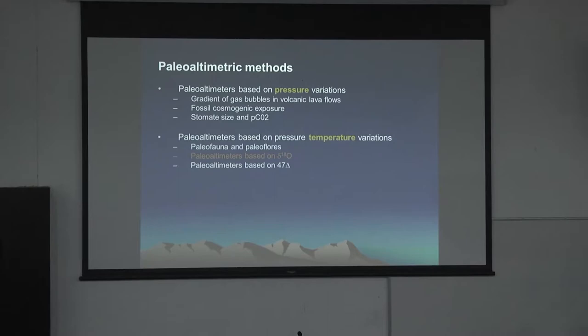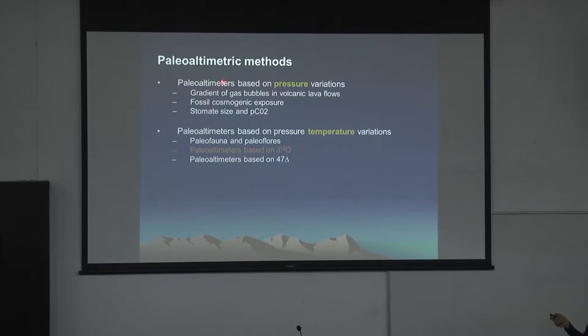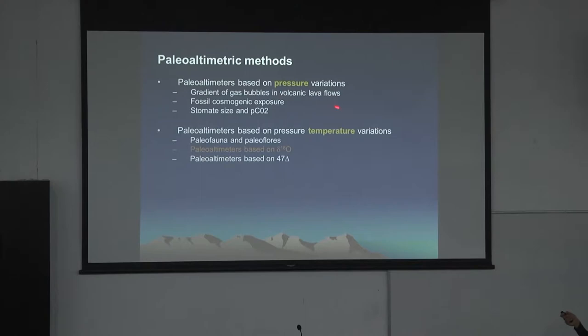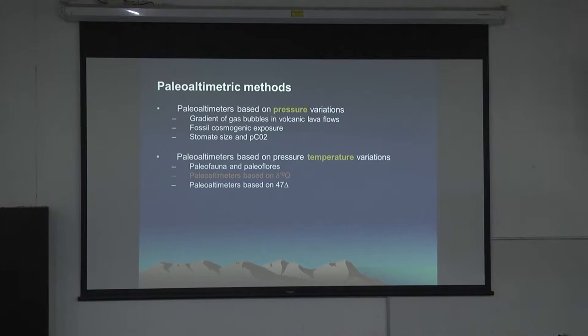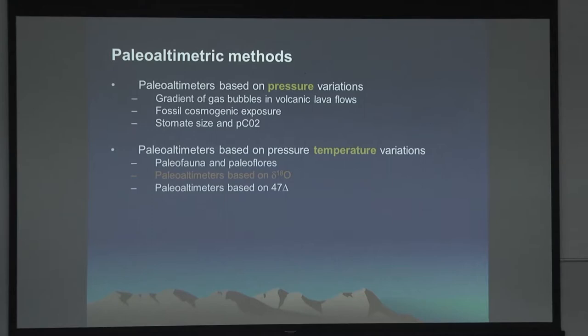There are different paleoaltimeters proposed in the literature. Some are based on recording paleo pressure. You can record paleo pressure by looking at the gradient of gas bubbles in volcanic lava flows. You can look also for fossil cosmogenic exposure that gives you an idea of the thickness of the atmosphere above your sampling point. And some people have tried to look also at the size of stomata in plants.